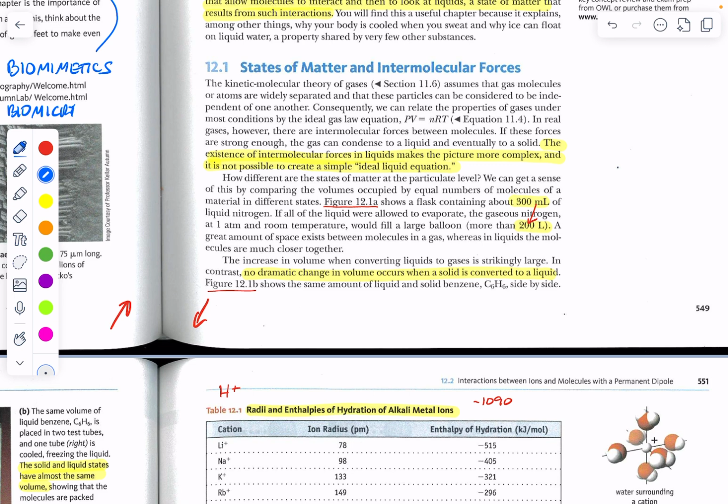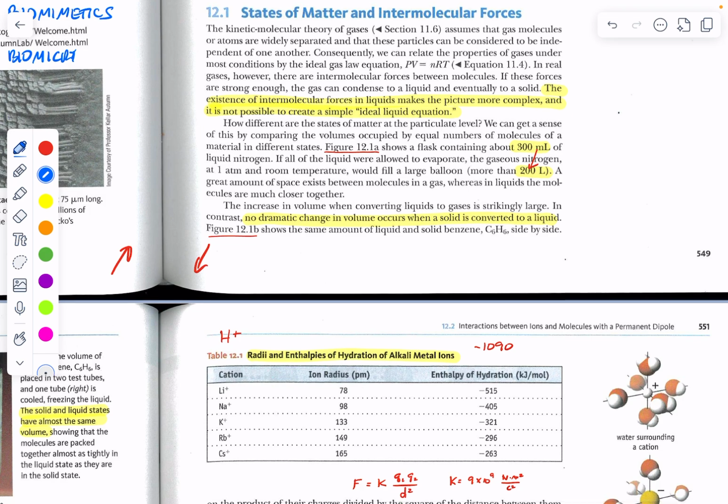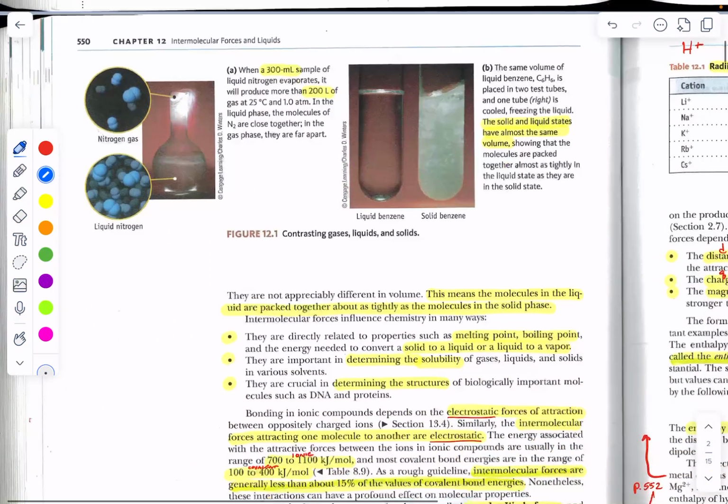So, if we come down to this picture on the next page, here we have a 300 milliliter sample, which would be about a third of a quart. And it's liquid nitrogen, but when it evaporates, if we're able to capture it all, it would fill up a container of 200 liters. And that gives you a sense of how close together the particles are when they're a liquid and how far apart the molecules of nitrogen gas end up when they enter the gaseous phase.